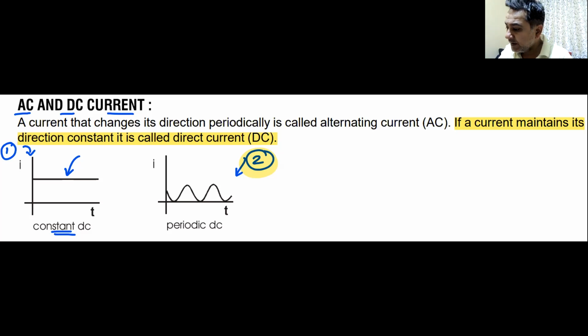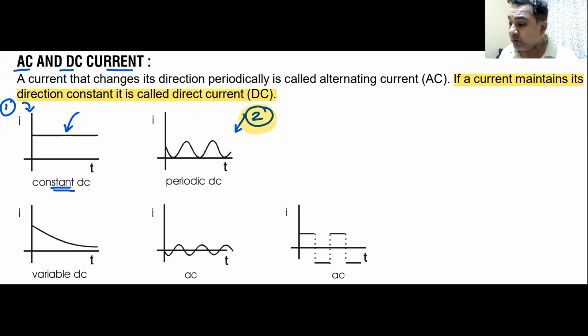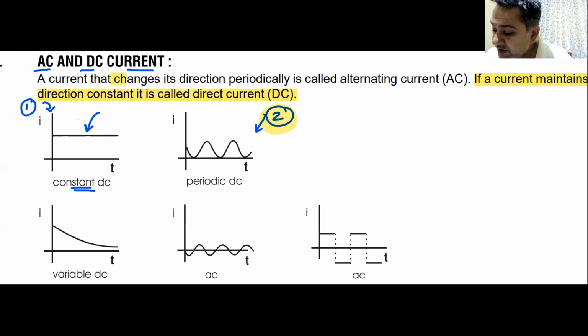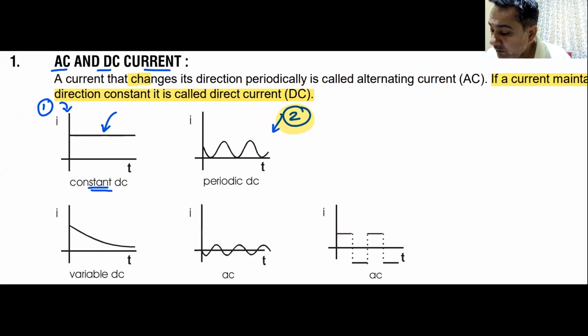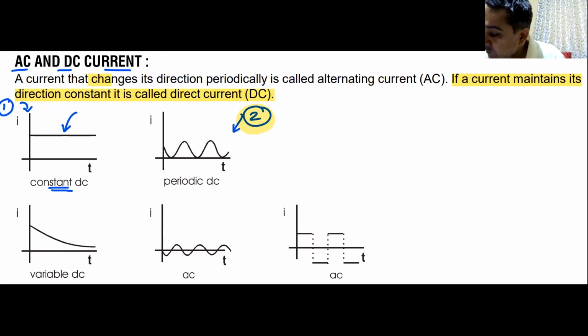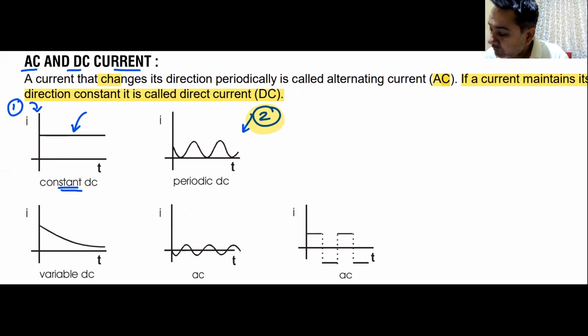When does it become an AC? It becomes alternating. Now, can anyone tell me when the current or voltage becomes alternating in nature? When it changes its direction periodically.